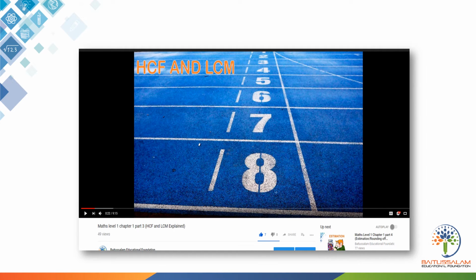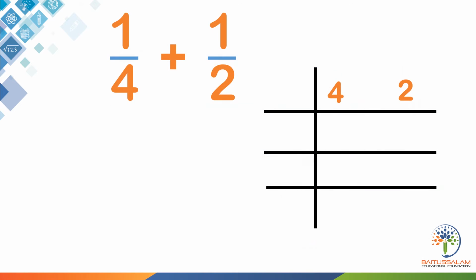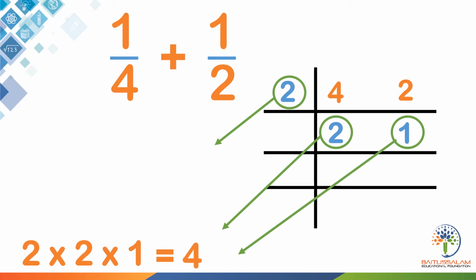We learned how to take out the LCM of two numbers in our previous video. First we list both the numbers in the table shown. Then we divide both the numbers by the smallest prime number. In this case it is 2. Now we have 2 and 1 left. As both are prime numbers, we stop here. To calculate the LCM, just multiply these prime numbers. 2 times 2 times 1 is 4.